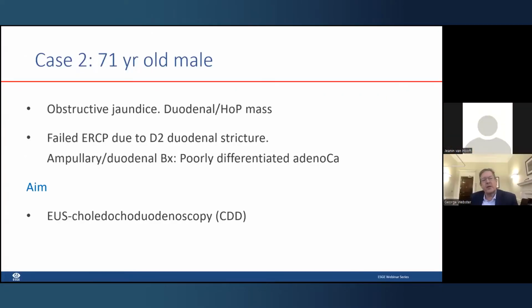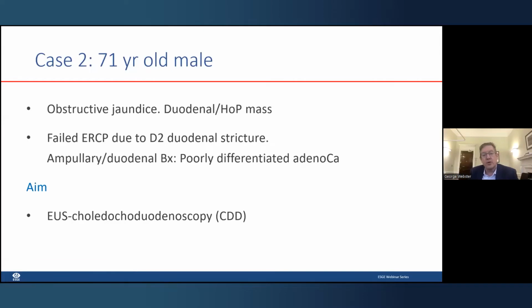So next case, 71-year-old man with obstructive jaundice, with a head of pancreas mass at index ERCP. It was not possible to cannulate the bile duct due to this mass. Biopsies from which showed poorly differentiated adenocarcinoma. So the aim here is to perform an EUS cholangioscopy or duodenostomy, and the procedure actually is performed by our fellow Taz and supervised by our colleague Professor Steve Pereira.